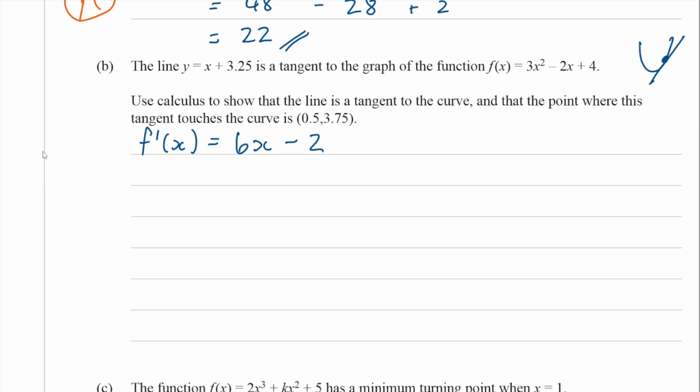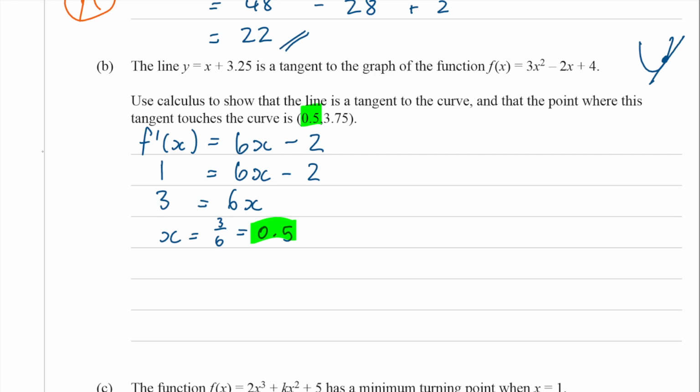Now, we know the gradient must be equal to 1, from the tangent line. So we can set the gradient, f prime of x, as 1, and then solve for x. So I'll add 2 to both sides, divide both sides by 6, and we get x equals 3 over 6, or 0.5, which does confirm that it will intersect at that x value. Awesome, so we're halfway there.